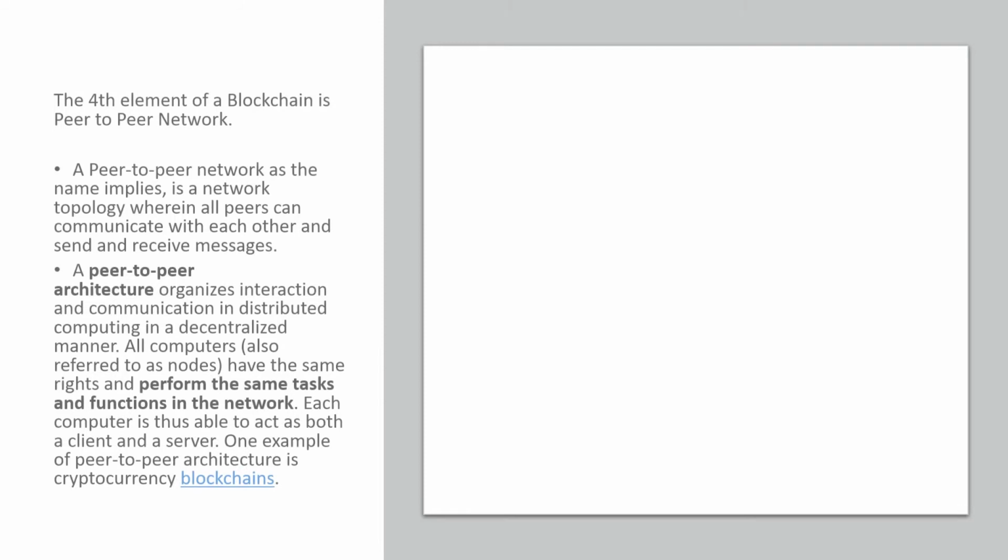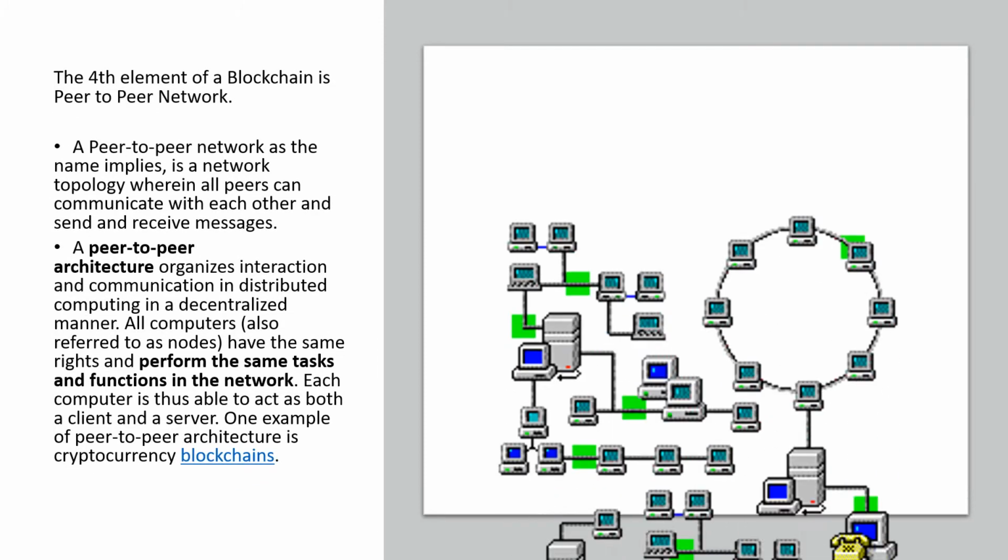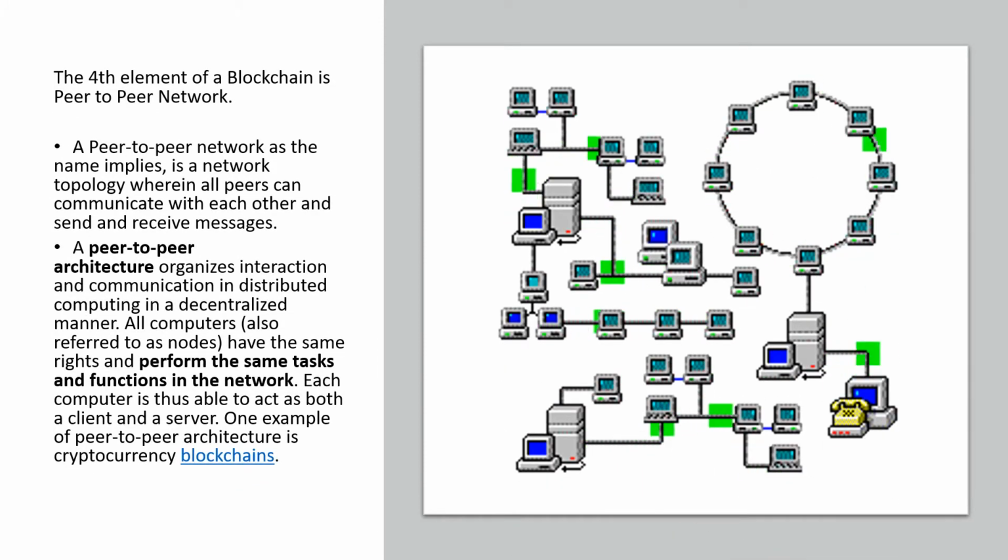The fourth element of a blockchain is the peer-to-peer network. A peer-to-peer network, as the name implies, is a network topology wherein all peers can communicate with each other and send and receive messages. A peer-to-peer architecture organizes interaction and communication in distributed computing in a decentralized manner. All computers, also referred to as nodes, have the same rights and perform the same tasks and functions in the network. Each computer is thus able to act as both a client and a server. One example of peer-to-peer architecture is cryptocurrency blockchains.